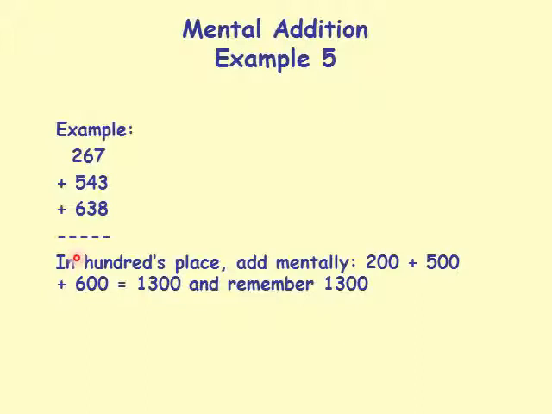So let's see what's going on. In hundreds place we have a 2, 5 and 6. That's 200, 500 and 600. So we have 200 plus 500 plus 600. 200 plus 500 is 700. 700 plus 600 is 1300. So 1300 is the sum of the digits in the hundreds place. So we are going to remember 1300, which is one number to remember and not that bad.